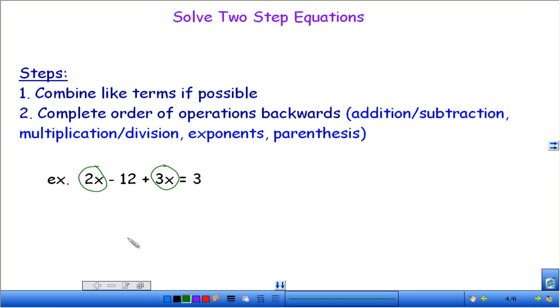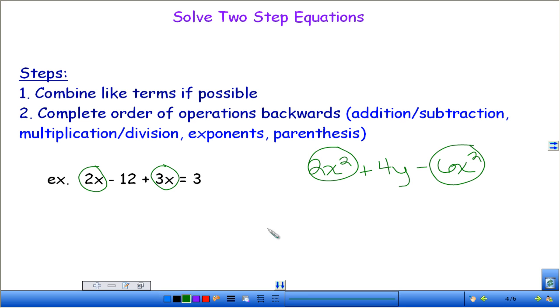We did a lot with this when we were combining, when we were doing like 2x squared plus 4y minus 6x squared. These are considered like terms because they have the same variable with the same exponent on the end. Like terms can also be whole numbers, so negative 12 plus 3. Those are considered like terms. You can combine those right at the beginning. Anything that you can combine right at the beginning, you need to do that first.